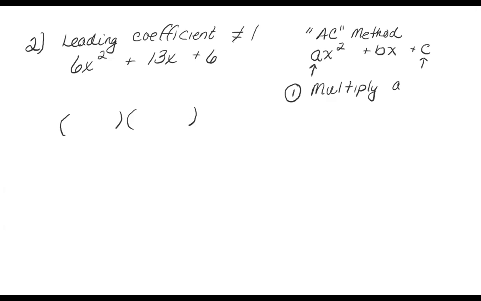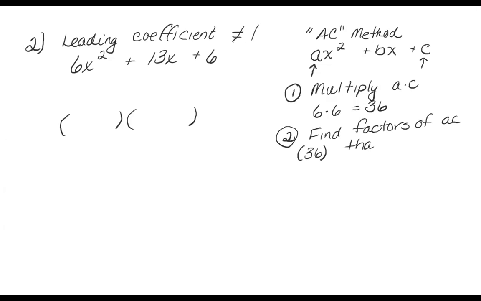Multiply A by C. In this problem, it's 6 times 6, or 36. Then for the next step, we're going to find factors of that number. And so factors of 36 that add up to the B value. In this case, the B value is 13. So I need to find some factors of 36 that add up to 13.